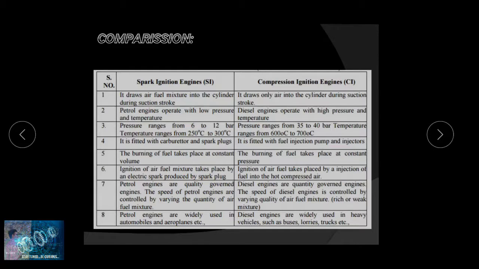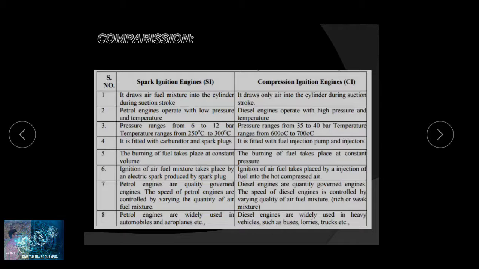SI engine is fitted with carburetor and spark plugs. CI engines are fitted with fuel injection pump and injectors. The burning of fuel takes place at constant volume in SI engines. The burning of fuel takes place at constant pressure in CI engines. Ignition of air-fuel mixture takes place by an electrical spark produced by a spark plug in SI engines. The ignition of air-fuel takes place by injection of fuel into the hot compressed air in CI engines.